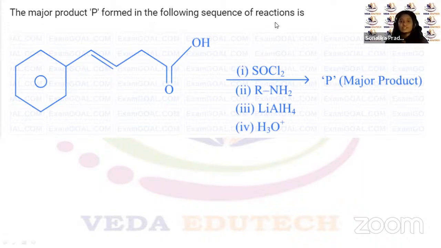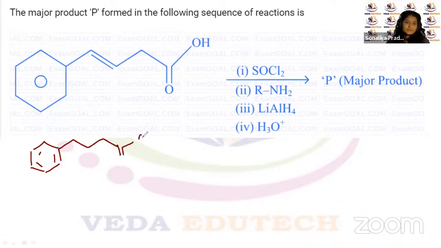Okay. So next question on the screen. Let's see. So what do you have, children? You have this big compound. So that's what you do. You get scared when you see a big compound and you make mistakes, whereas it's a very easy one. It's nothing but your acid, right?